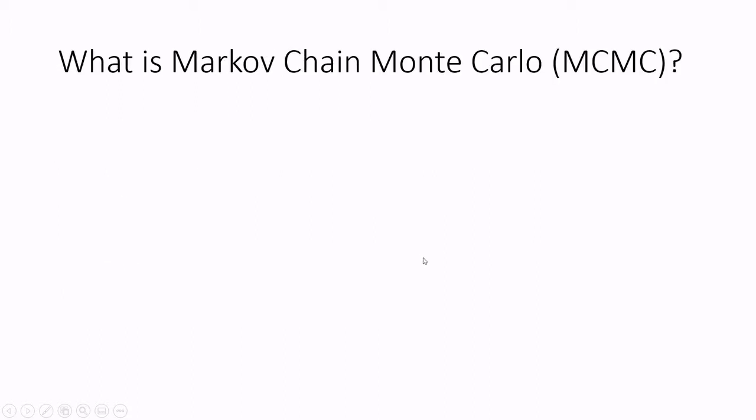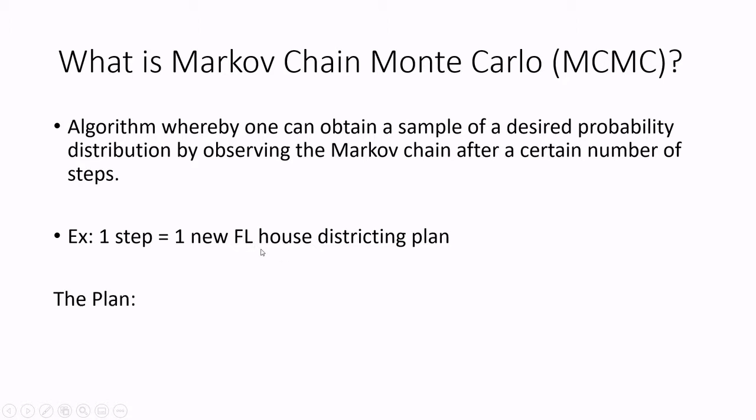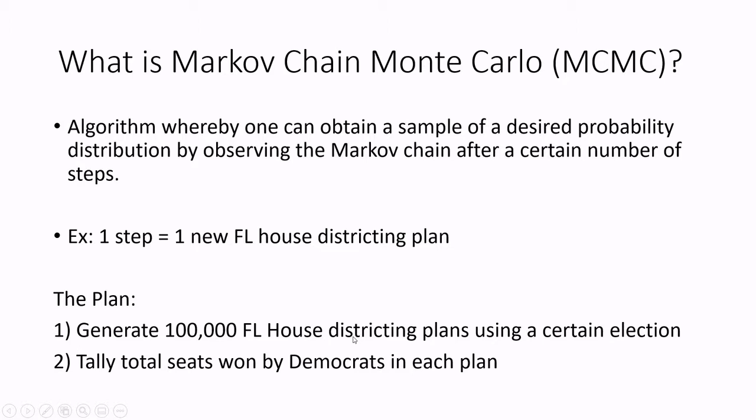So how are we actually going to analyze this? As I said, we're going to use Markov chain Monte Carlo, which is an algorithm whereby someone can obtain a sample of a desired probability distribution by observing the Markov chain after a certain number of steps. For us, one step is going to equal one new Florida House districting plan. And so we're going to generate 100,000 Florida House districting plans using a certain election, and then we're going to tally the total seats won by Democrats in each plan.